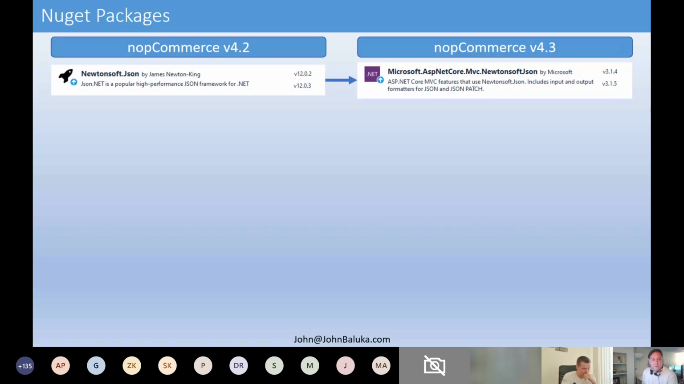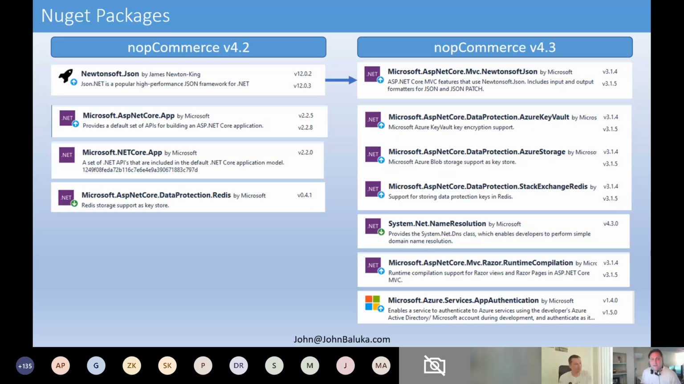Within version 4.2, we were referencing the very popular Newtonsoft JSON. Now we're using the internal library within the .NET Framework 3.1. You'll see a lot of changes, mainly because of targeting .NET 3.1 versus .NET 2.2. So there's a good handful of changes at a library level, noted on this slide here, just because we targeted the 3.1 framework.